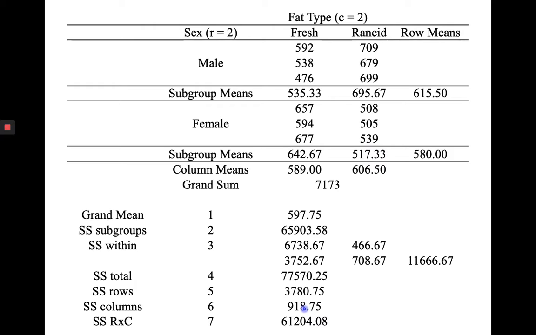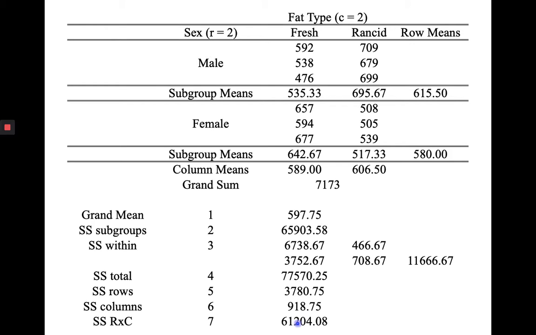But the sums of squares column is now 918.75, which is the difference between this column and the grand mean and this column and the grand mean. That has sunk to 918.75, and the interaction term is now huge.